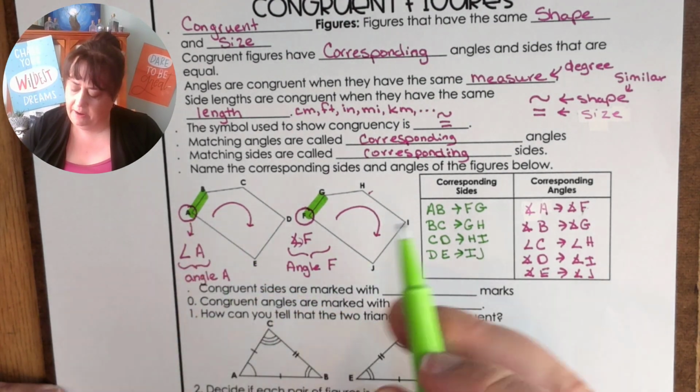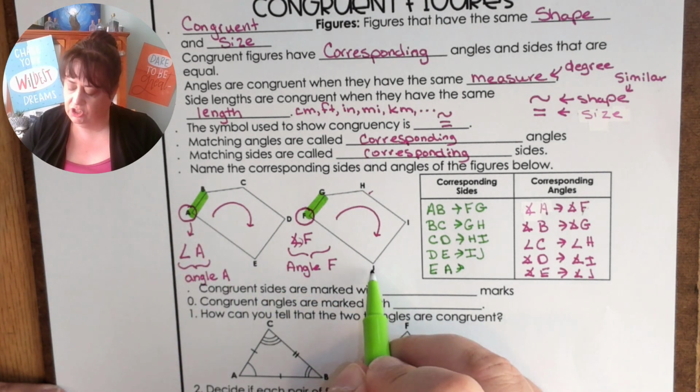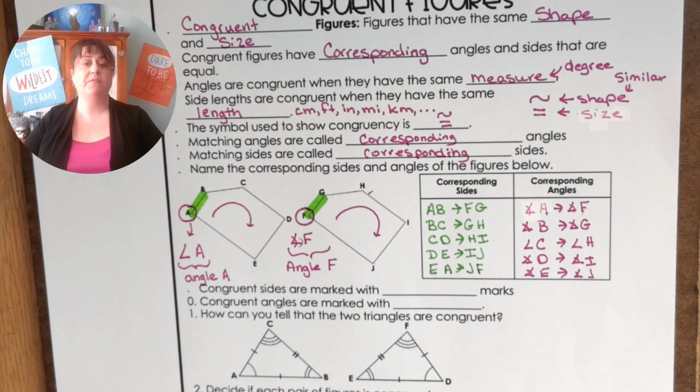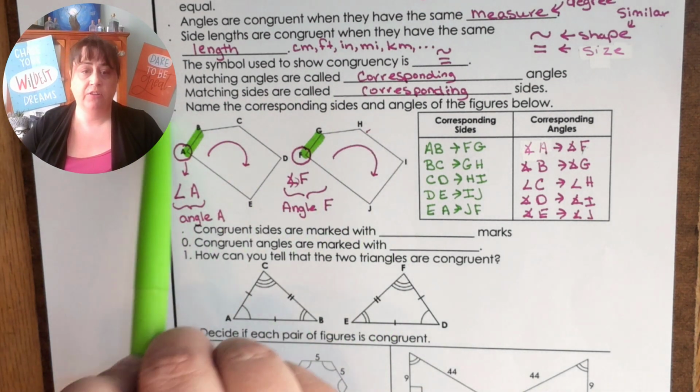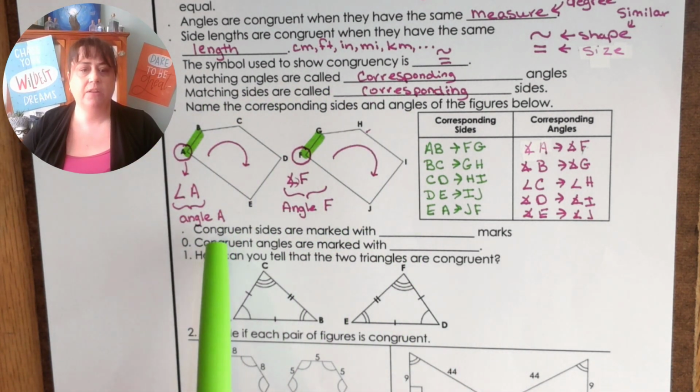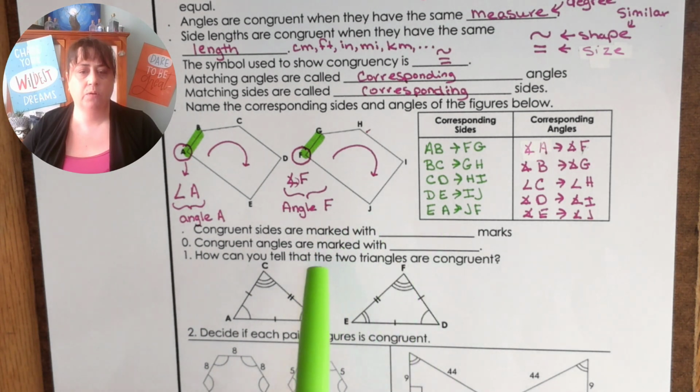E to A is J to F, and I've closed my figure. So those are your corresponding sides and your corresponding angles. They are in the same place. If I was to overlap the figure, they would be in the exact same place. So once we have looked at corresponding, now we can talk about, are they congruent or not?